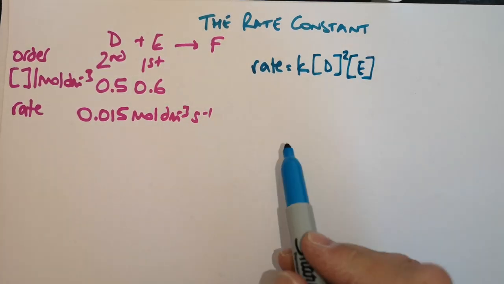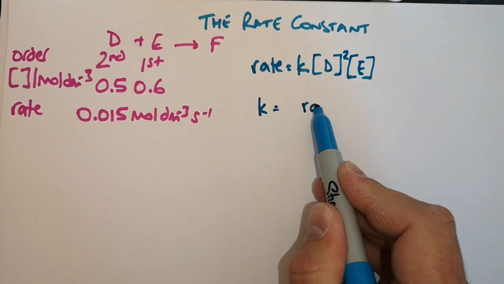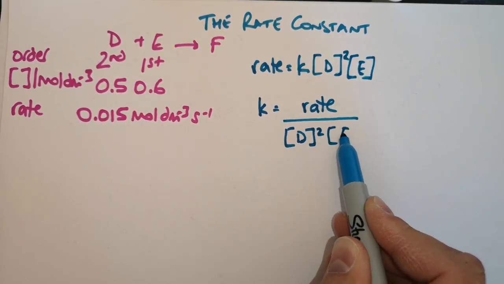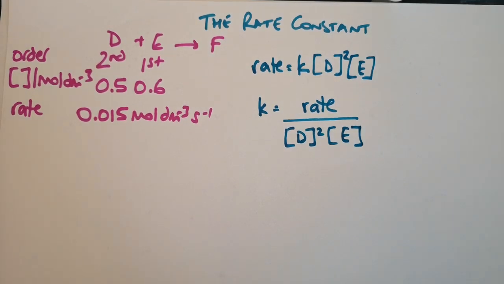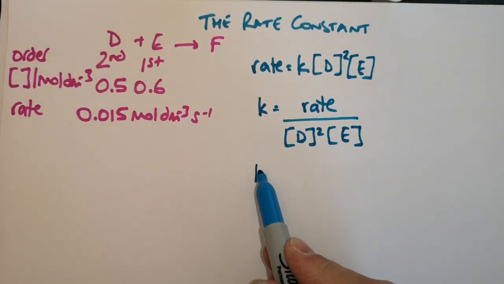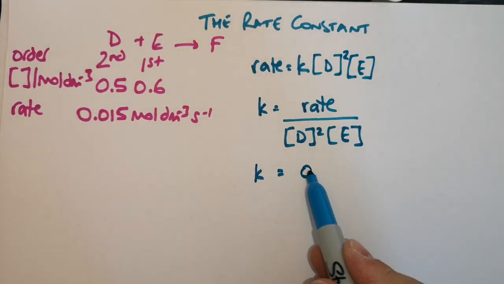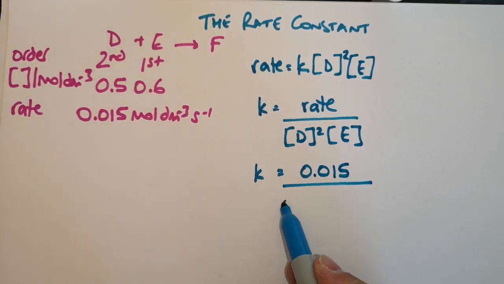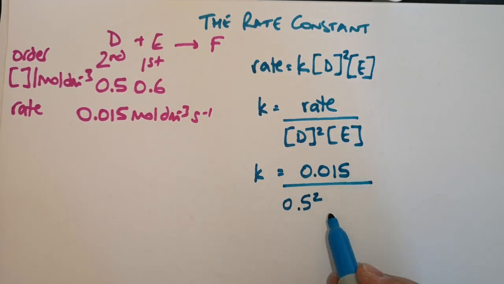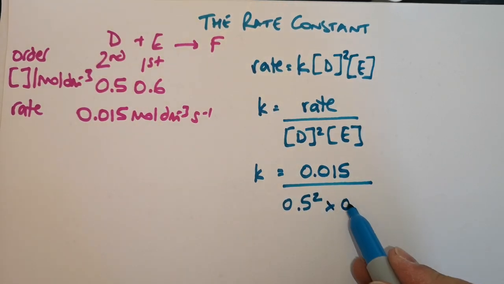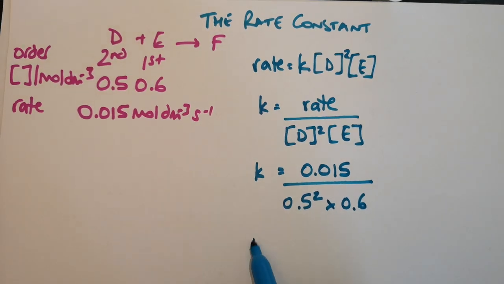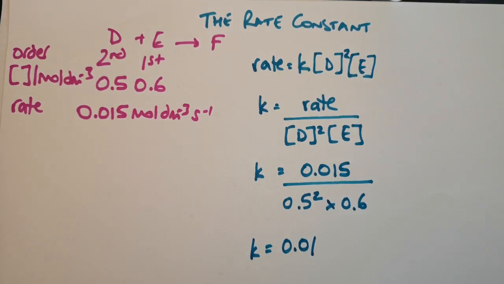Then I need to rearrange for K. So K equals rate over concentration of D squared multiplied by concentration of E. Now I can substitute in my numbers. So K equals the rate, which is 0.015 over concentration of D, which is 0.5 squared, multiplied by concentration of E, which is 0.6. Okay, now if you run that through a calculator, you should get a value of 0.01. And that's the numerical value.